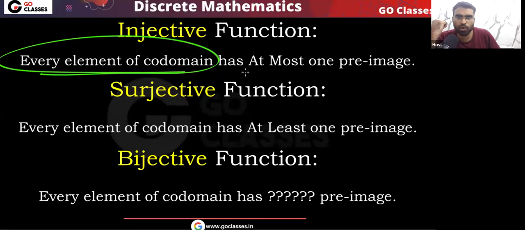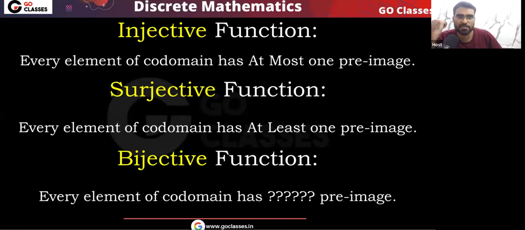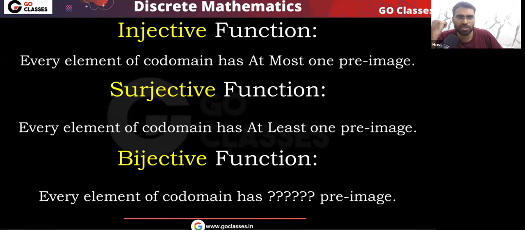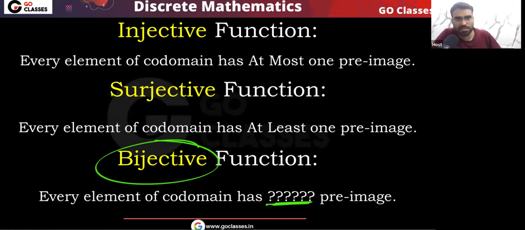Is this the definition of injective function, that every element of codomain has at most one pre-image? Yes, that is correct. From the codomain point of view, that is the injective function definition. Is this the definition of surjective function or not? Every element of codomain has at least one pre-image. Now, bijective means surjective and injective. So what should I write here? I should write exactly one.